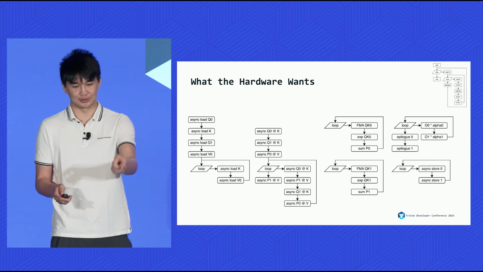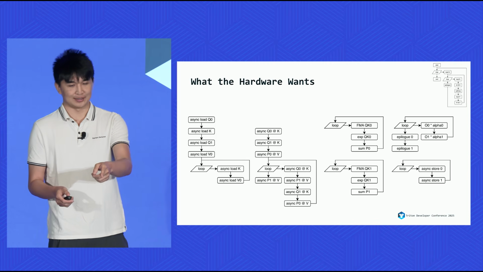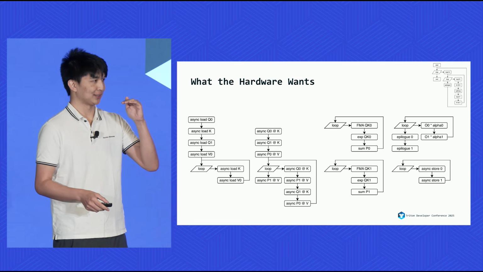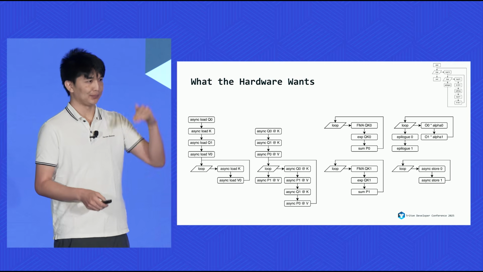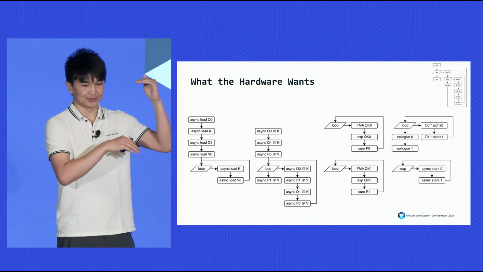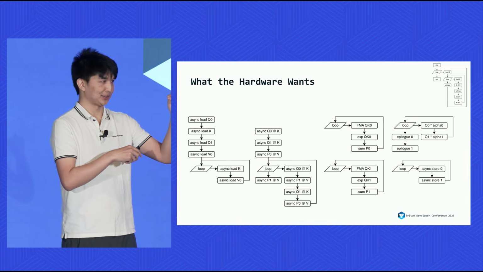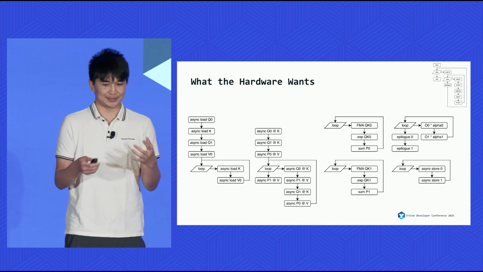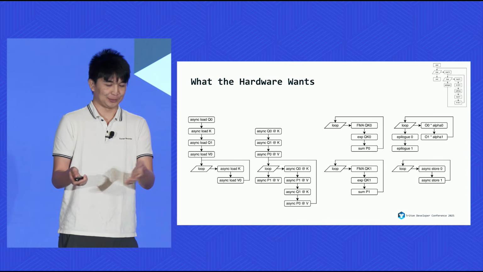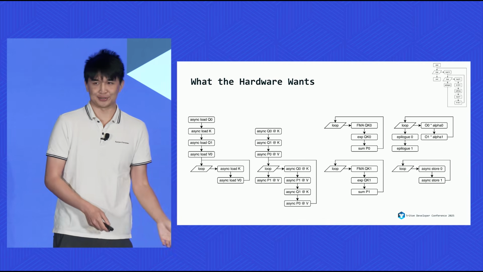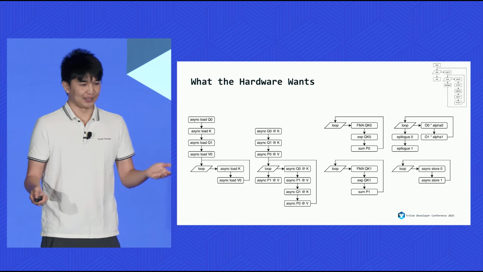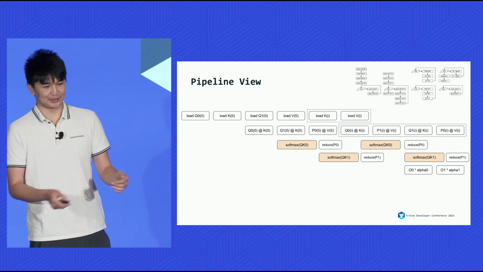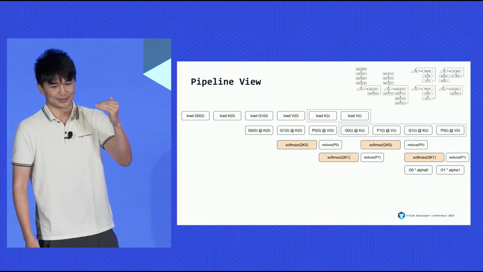You have one that does loads, one that does the MMAs, and then you also want to subtile the computation along M. So you've broken up your tile into 2 M subtiles so that you have 2 partitions doing softmax at the same time. And that's a detail where the question is, does the compiler do the subtiling, or do you do that in your actual source code? Who knows?